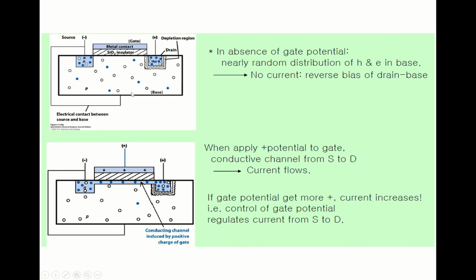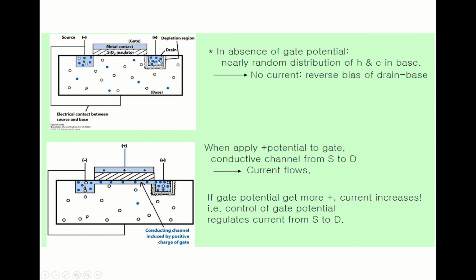For example, this is a field effect transistor. All right, okay, let me explain in detail. Here, in a silicon base, and this silicon base is p-type silicon, and then on the top, you make n-type silicon, and this one is also n-type silicon.